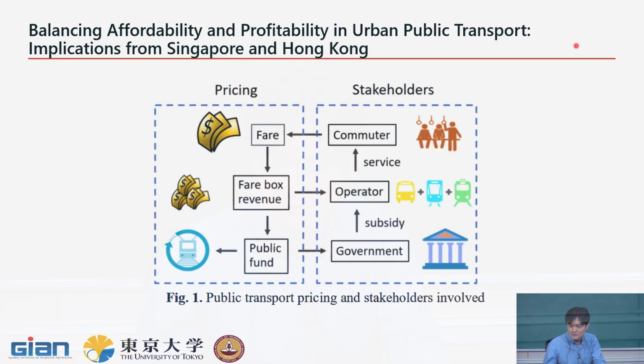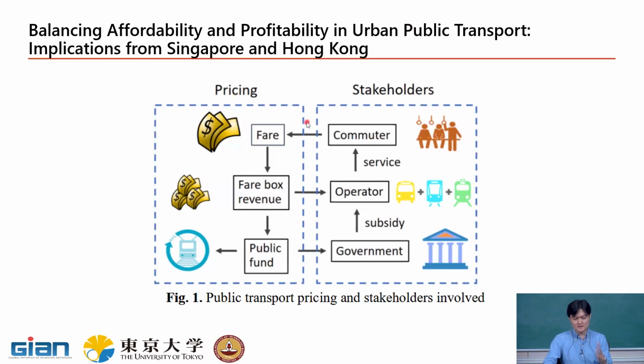So this is a paper, the title is Balancing Affordability and Profitability in Urban Public Transport: Implications from Singapore and Hong Kong. The social background of the problem is that public transport operators always have to balance profitability and affordability. So it's called the pricing dilemma. We've talked about this a lot. If you want to go extreme and you only protect profitability, it will always get more expensive for the user. If you protect the user too much and just make it free, then obviously the operator is always going to lose money.